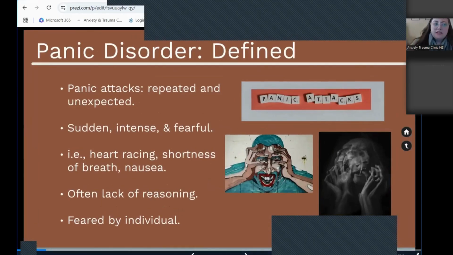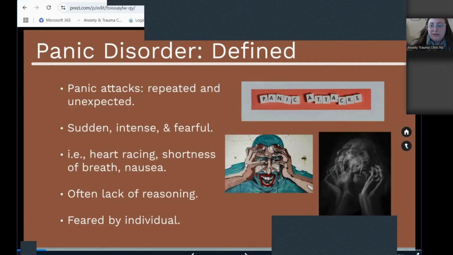So let's start by defining panic disorder. As per the Canadian Mental Health Association, panic disorder can be defined often by its presence of panic attacks. And this panic disorder almost always causes panic attacks. However, it's really vital to note that panic attacks can occur in the presence of another diagnosed mental illness. So just because you experience panic attacks wouldn't necessarily mean you'd fit the criteria for panic disorder.